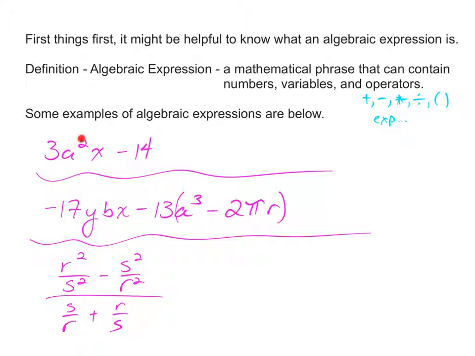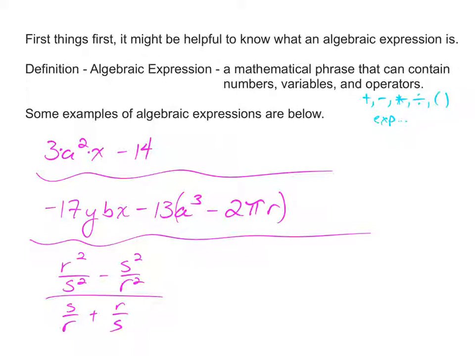So here we have 3a squared x minus 14. So you can see a couple numbers like 3, and this is what we would call a coefficient because it's being multiplied to some variables, whereas 14 would be a constant because there are no variables being multiplied to that number. So an exponent, the squared, is an operation. Hiding in here between the 3 and the a is a multiplication, so that's an operation. There's another multiplication here between a squared and x, that's an operation, subtraction operation.